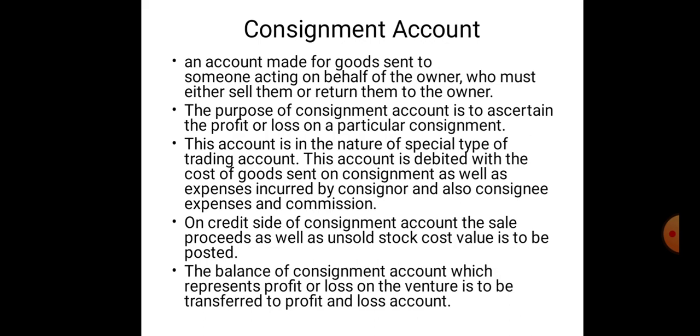So this account is in the nature of a special type of trading account. It is debited with the cost of goods sent on consignment as well as expenses incurred by the consignor and also the consignee's expenses and commission. On the credit side of the consignment account, the sales proceeds as well as the unsold stock value are posted, and the balance of the consignment account, which represents the profit or loss made on the consignment, will be transferred to the profit and loss account. So this is about the consignment account.